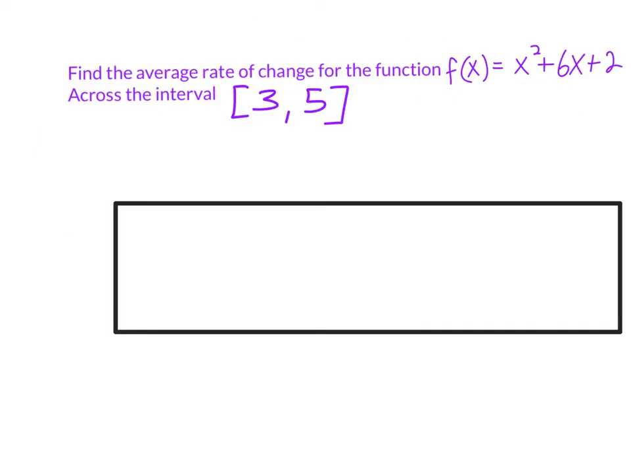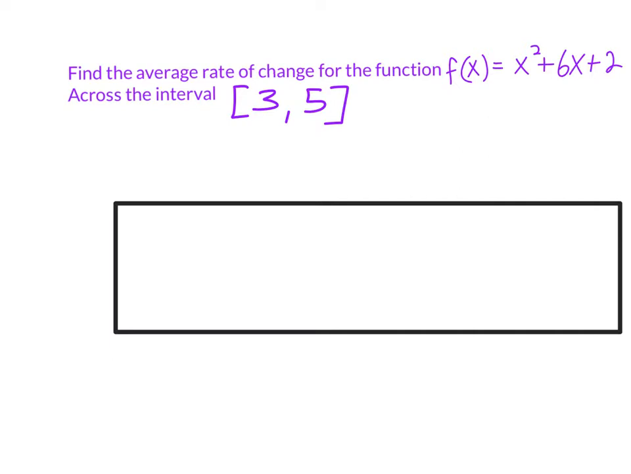Okay, let's talk about a question like this now. Here I have a function where I want to find the average rate of change across a specific interval. Note that this is an interval. These are both x values. This is not a coordinate point, not an x and a y. It's from the first x value of 3 to another x value of 5.